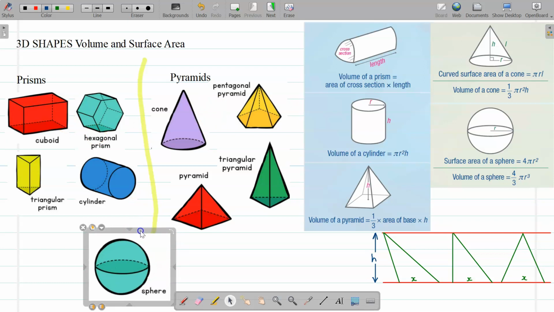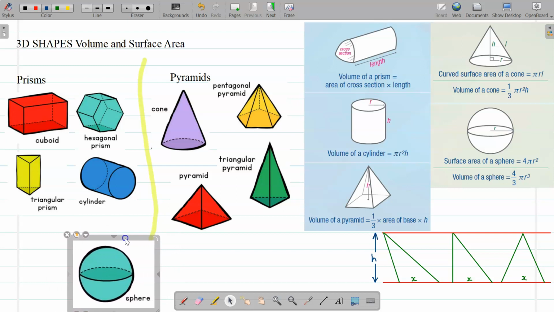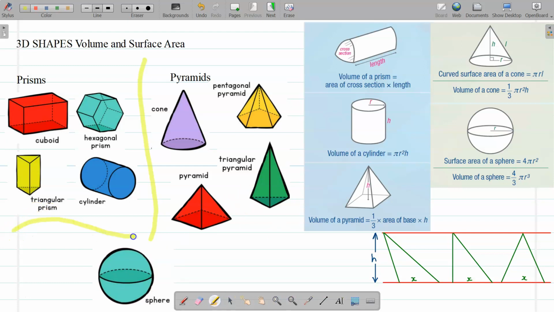And there are other 3D shapes that don't belong to any of the above categories, but the only one we're concerning ourselves with for area and volume is a sphere. Okay, so they are the sort of three groups of shapes that we're dealing with. Now, before we move on to some examples, I want to explain to you one of the properties of a pyramid. It's really important that you understand this.